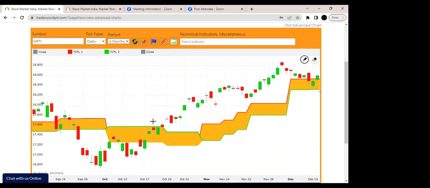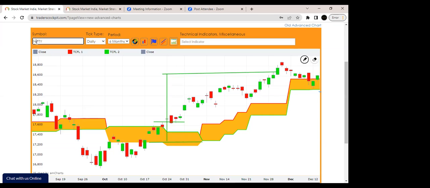When the price comes above the cloud, we go for the long. This cloud-based indicator, we use it for short-term equity investments, and we keep the cloud low as our stop loss. Let's say from my entry level to my stop loss is 100 rupees. At 100 rupees, my target will be 200 rupees. I mean, let's say 200 points. So this is how we use the TCFL cloud indicator.